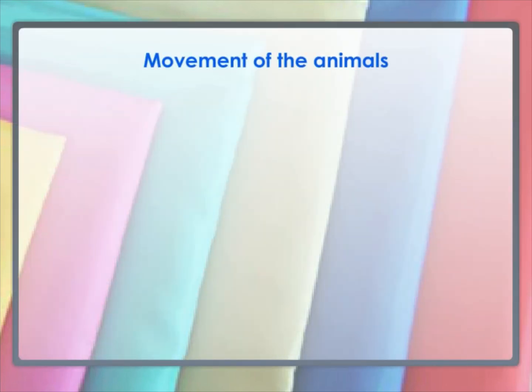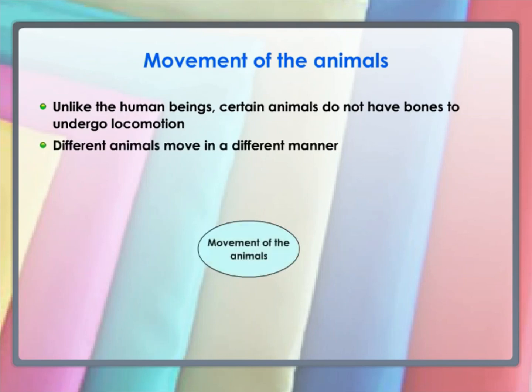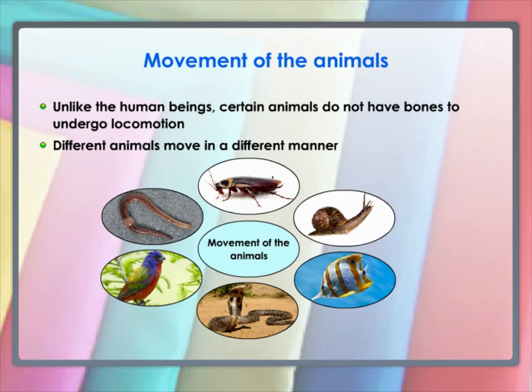Movement of the animals. Unlike human beings, certain animals do not have bones to undergo locomotion. Different animals move in different manner. Let us see locomotion in various animals. Click on the animals to know more.